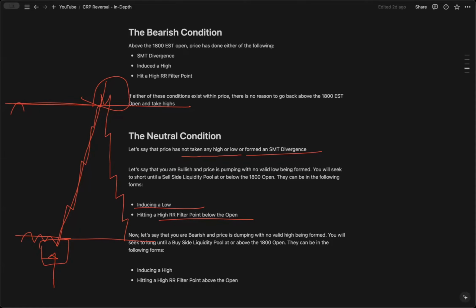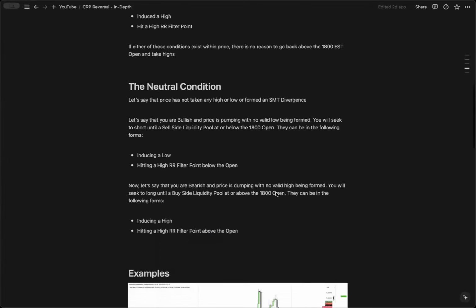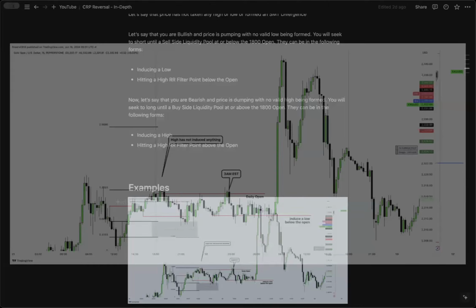Now let's say that you're bearish, and price is dumping with no valid high being formed. Then you can buy until you can induce a high above the opening price. Same condition: we can induce a high, or we can hit a high RR filter point above the open. That will then trigger the CRP reversal. Let's take a look at a few examples and then let's call it a session.